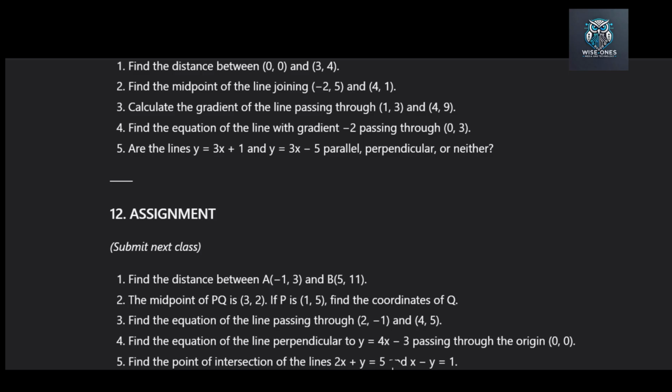Question 3. Calculate the gradient of the line passing through (1, 3) and (4, 9). Question 4. Find the equation of the line with gradient -2 passing through (0, 3). Question 5. Are the lines y equals 3x plus 1 and y equals 3x minus 5 parallel, perpendicular, or neither?